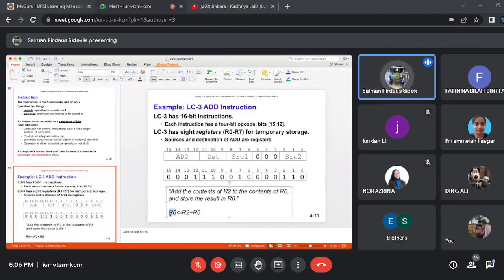Let's say at the first stage, R6 contains 2 while R2 contains 1. So the value of R2 is equal to 1 and the content of R6 is equal to 2. For example, 1 plus 2 is 3. So 3 will be kept in R6. So the early value of R6 is 2 while the recent value of R6 is 3.